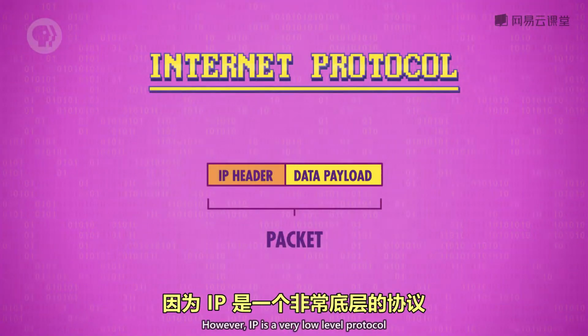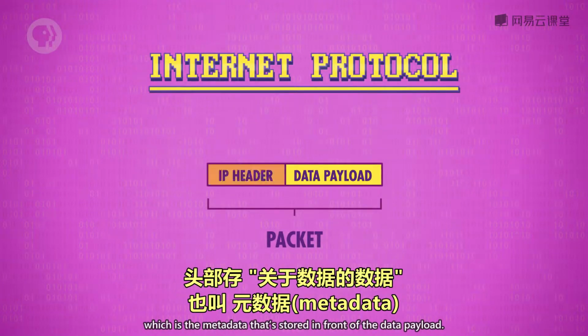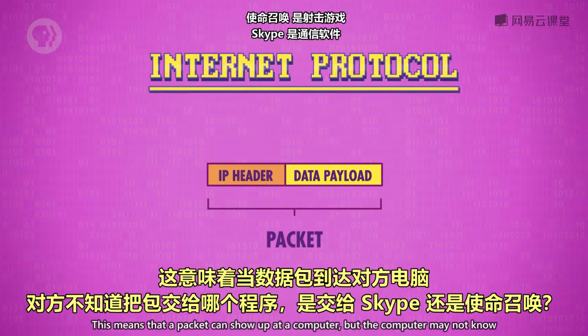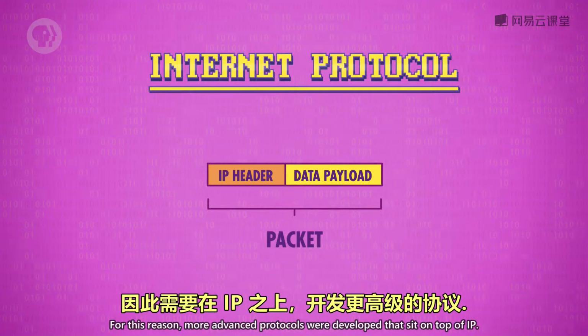However, IP is a very low-level protocol. There isn't much more than a destination address in a packet's header, which is the metadata that's stored in front of the data payload. This means that a packet can show up at a computer, but the computer may not know which application to give the data to, Skype or Call of Duty. For this reason, more advanced protocols were developed that sit on top of IP.